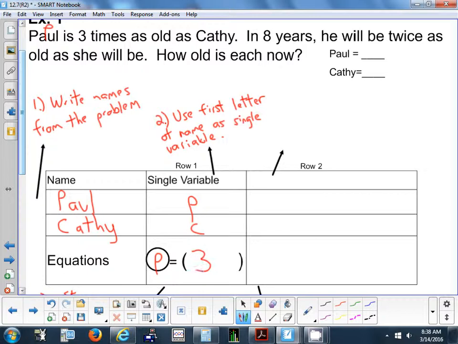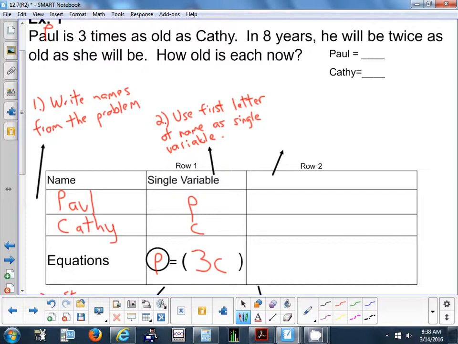Next one, Morgan. 3 times as old as Kathy. I see the name Kathy. What am I going to put? C. Wherever I see these people's names, Paul or Kathy, Paul for the first equation is going to be P. Kathy for the first equation is going to be C. First equation is done. That's it for the first equation. We got a couple more things we got to do.